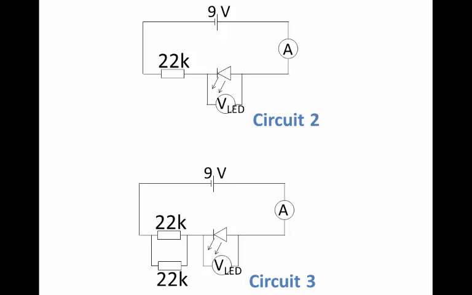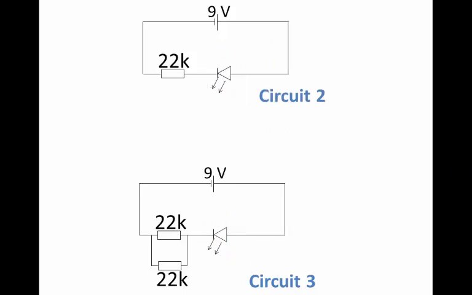Predict which LED will shine brighter, the one in circuit 2 or the one in circuit 3. Pause until you've done that. To help us to think about this, let's remove the meters. They don't affect the circuit in any way, they just take measurements. But it helps if they're gone, because then it's easier to think about what is really important in the circuit. So how do these two circuits differ?